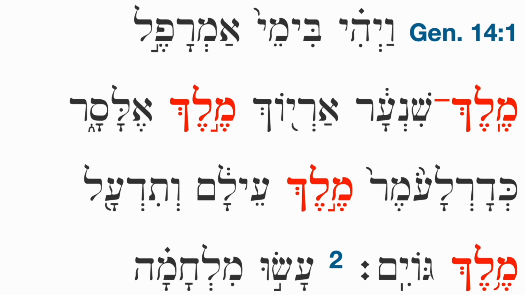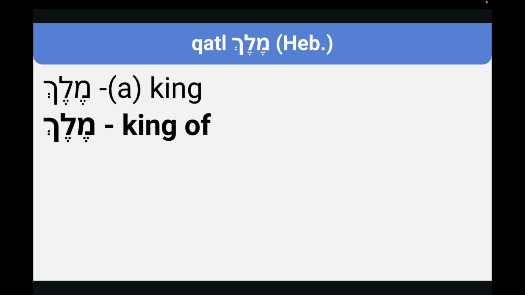So Vayhi, now it happened, bimei, in the days of Amrafel, melech Shinar, the king of Shinar, as I guess we say it in English, Aryoch melech Elasar, Arioch, king of Elasar, and so on and so forth. So these forms are all masculine, singular, and construct. Masculine, singular, construct, and this form is identical to the masculine, singular, absolute form, which would just mean a king.